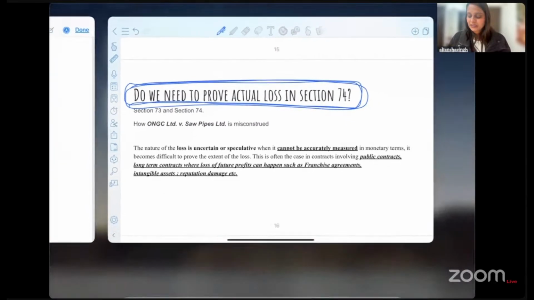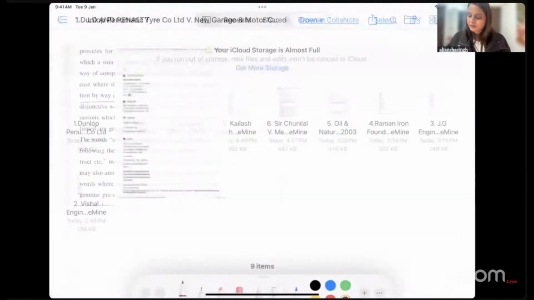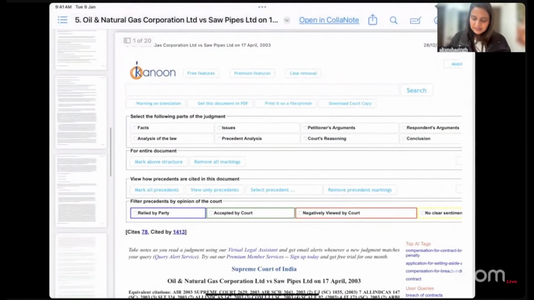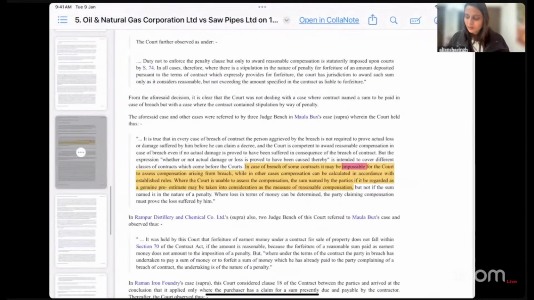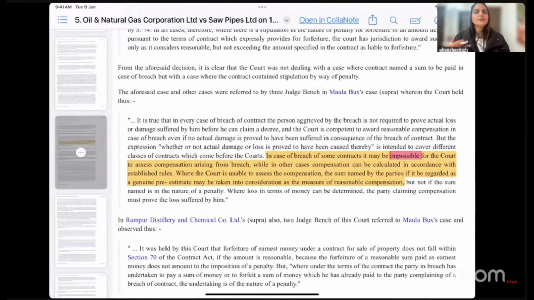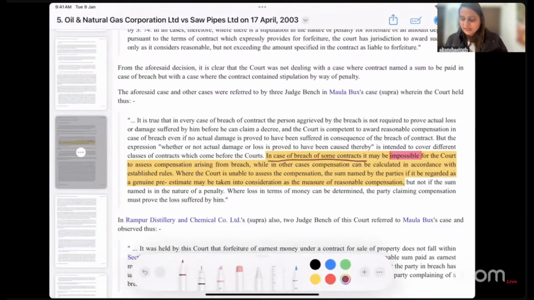Let's try to understand. I am opening a judgment in front of you for you to understand what we are basically discussing. What has happened here? Even if this is not very visible to you, I'm reading it out, so you can understand and hear it from what I'm reading. In the case of a breach of some contract, it may be impossible for the court to assess compensation arising from breach.